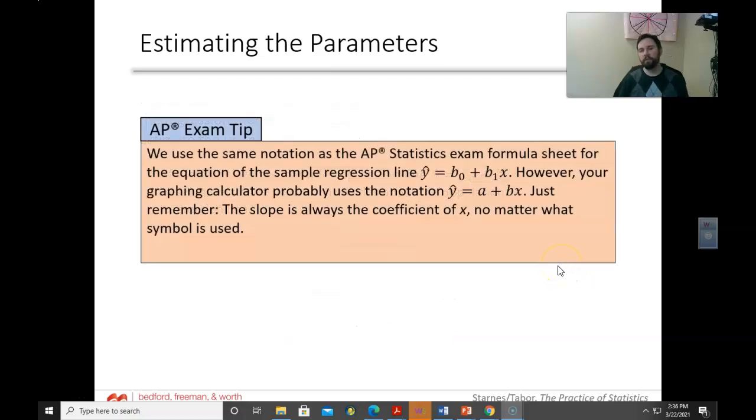Tip on your calculator: they don't use this notation. It's just going to be y hat equals a plus bx. Keep that in mind when you're using your calculator to do problems.